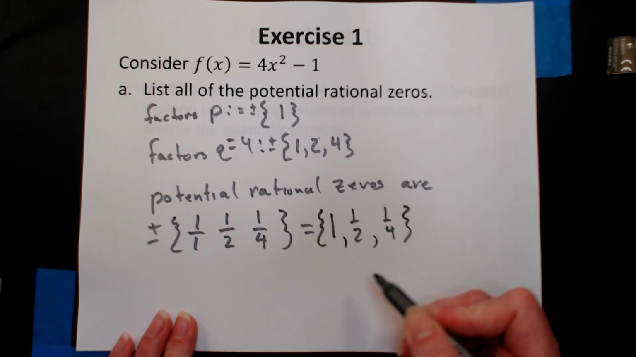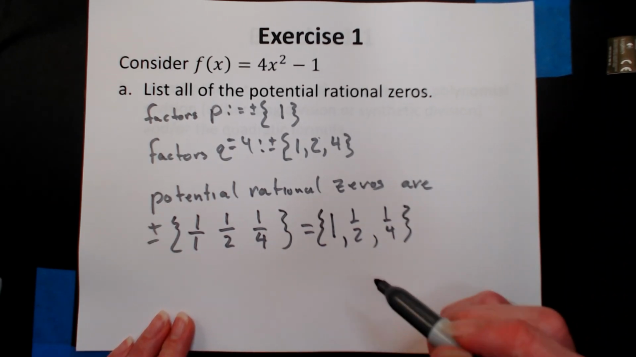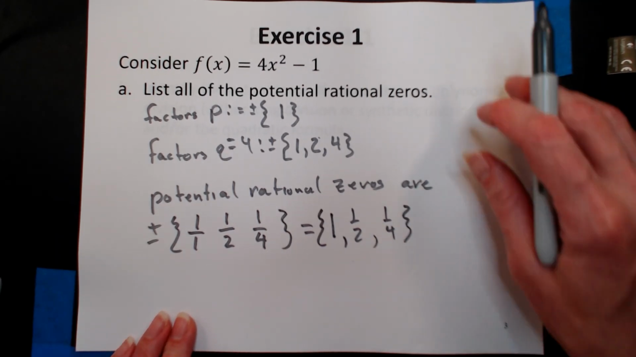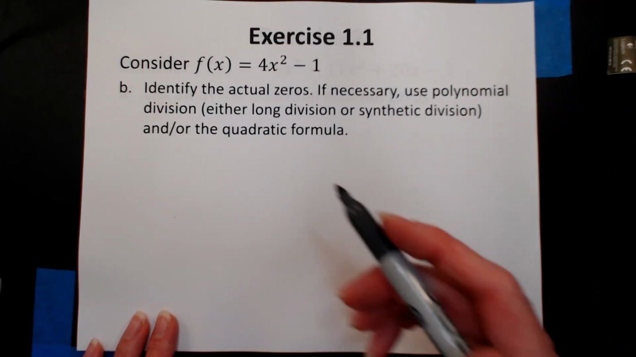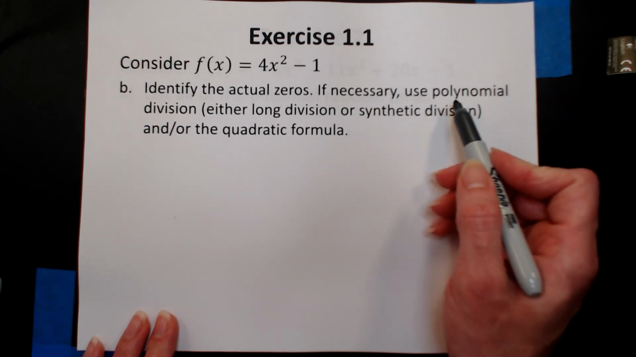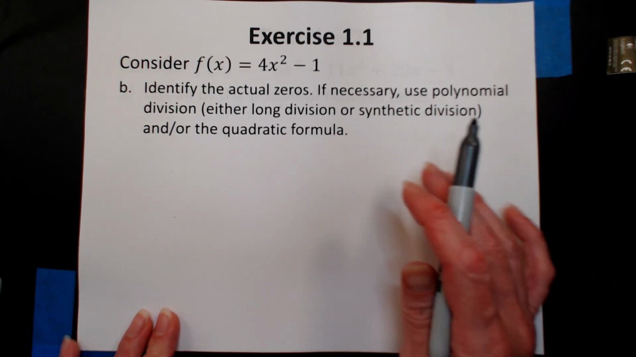And for homework, they don't have to be in any order. You just make sure you don't have repeat values, and you make sure your fractions are in simplest form. I'll take that list. Next, it's saying identify the actual zeros. If necessary, use polynomial division, either long division or synthetic division, and or the quadratic formula.